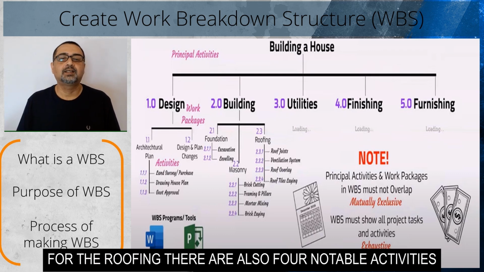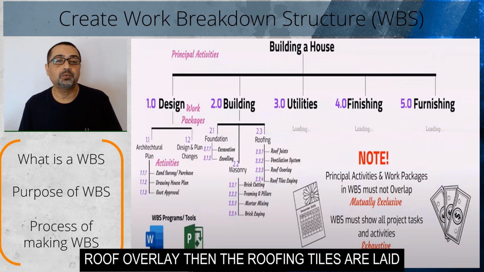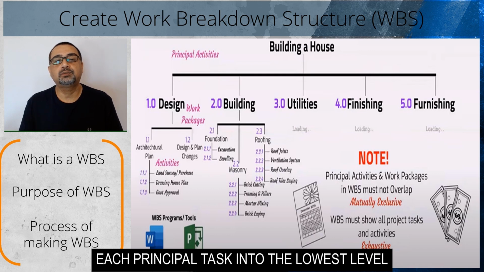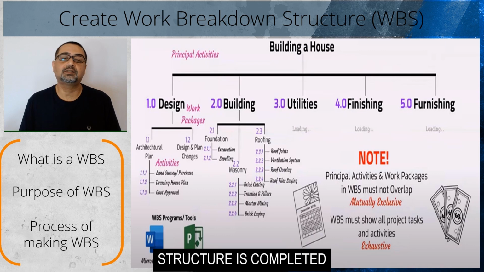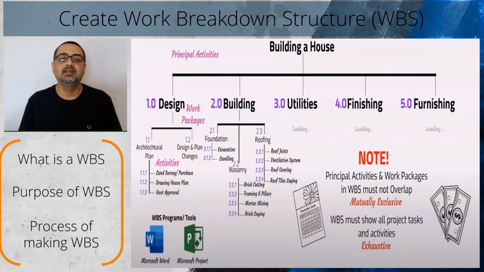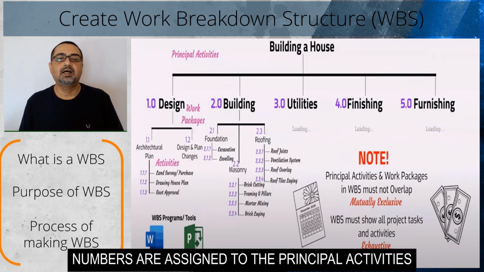For the roofing, there are also 4 notable activities. These are the installation of roof joists, the ventilation system, the roof overlay, and then the roofing tiles are laid. This process of breaking down each principal task into the lowest level continues until the entire work breakdown structure is completed. It is worth noting that when carrying out a WBS for a more complex project, this procedure can quickly get out of hand. It is for this reason that numbers are assigned to the principal activities.